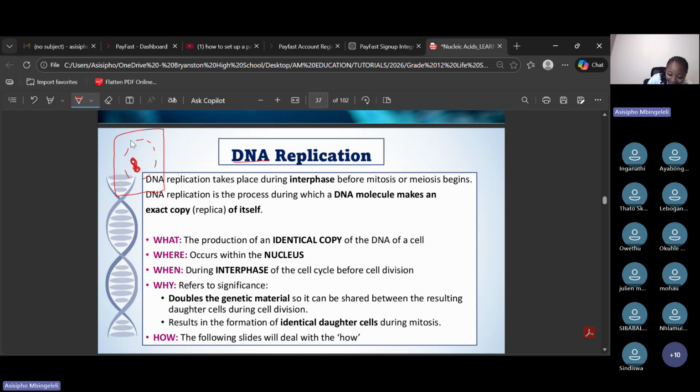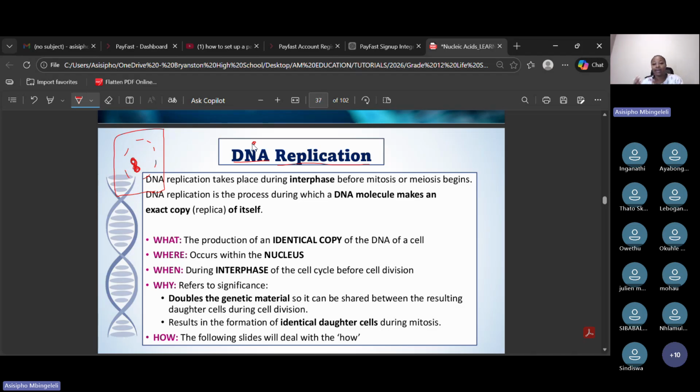Now, the word replication means to replicate or to copy. So in this process, we are going to make a copy of DNA, hence DNA replication. Now, we need to find out where exactly this process is going to take place. Where does DNA replication take place? And when exactly does it take place? Why does it need to take place? What's the significance or importance of this process? And how exactly does it take place?